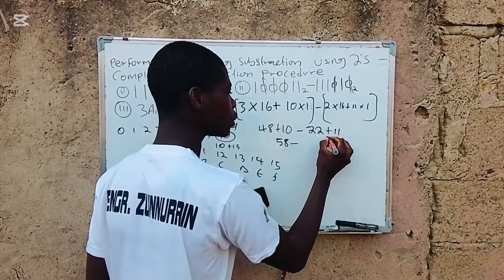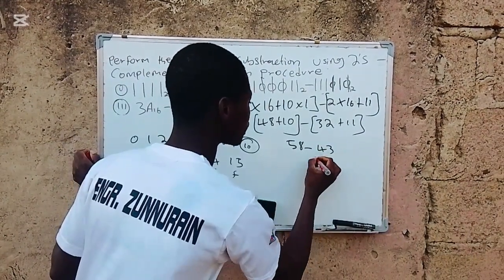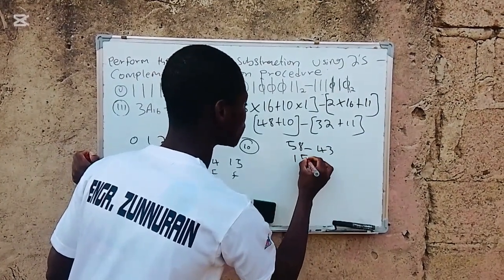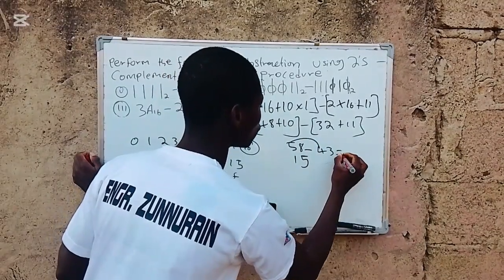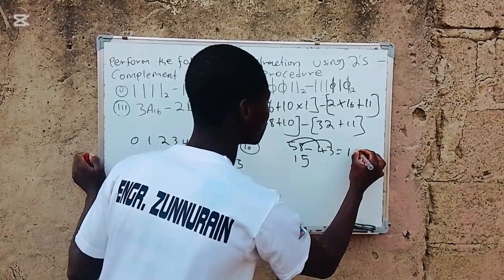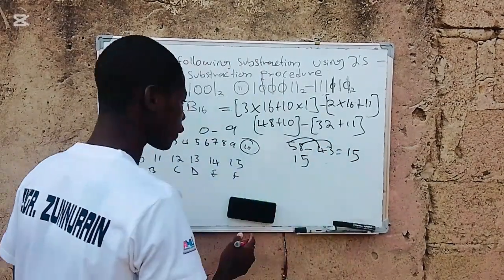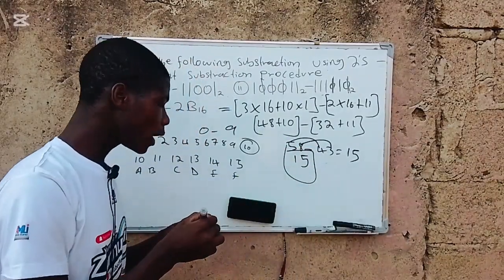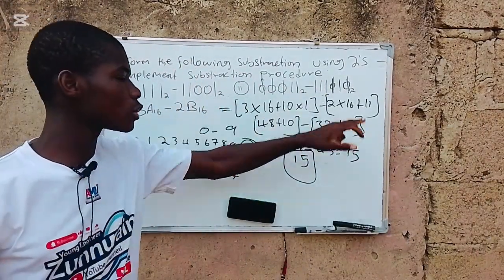Add 10 to here, it will give me 43. And this minus it will give me 15. This minus it will give me 1. This minus it will give me 5. So now we are going to use subtraction using 2's complement.